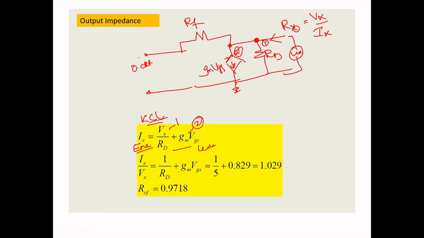So 1 by RD plus GMVGS. Substituting the RD and GMVGS terms, you will get 0.829, and that is the inverse, Ix by Vx, which is the slope. So you will get 1.029. When you want to find the transfer function, that is the reverse of the slope, Vx by Ix equals 1 divided by 1.029, so we will get 0.9718.